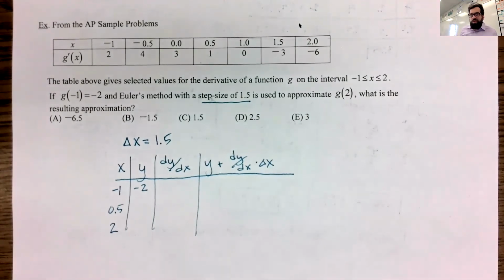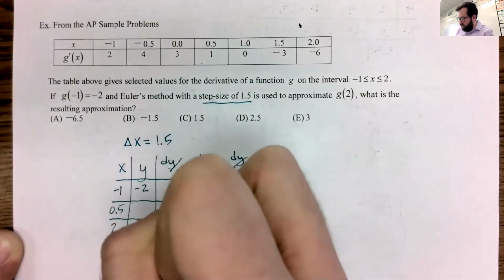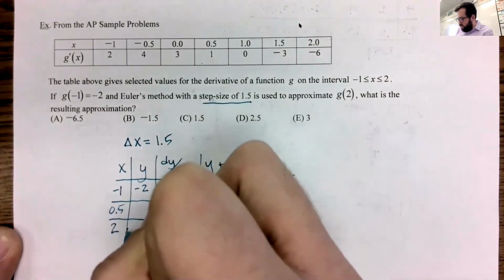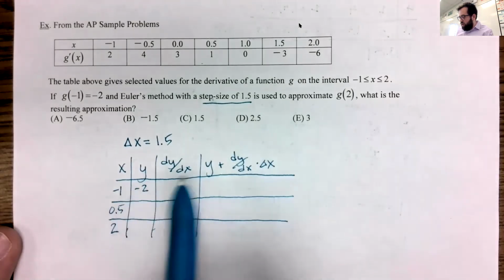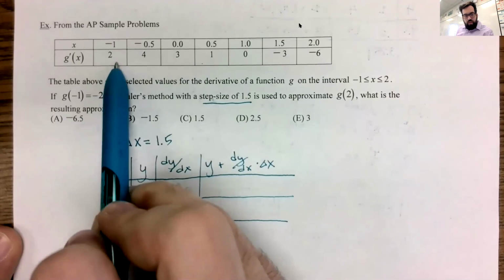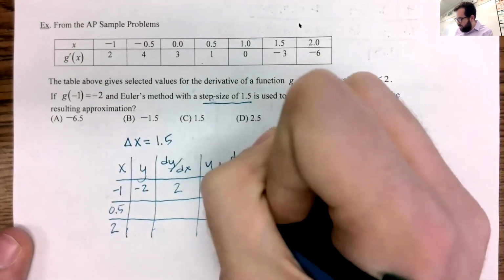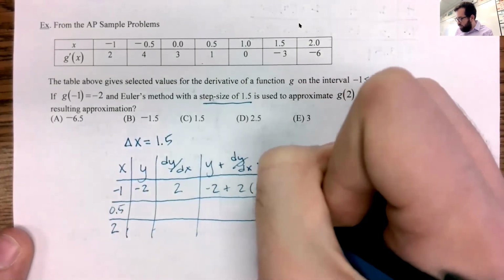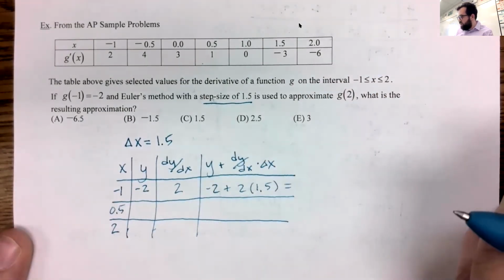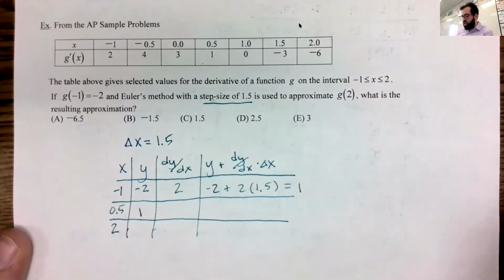Okay, so in these notes, every single one of these examples has had 2 steps. Just want to be clear that that's not always the case, but it ended up working out that way this time. So let's follow through with our pattern here. When x is -1, we're given that the derivative is 2. So now we have -2 plus 2 times 1.5. So we have -2 plus 3, which is 1. So the next y value is 1.